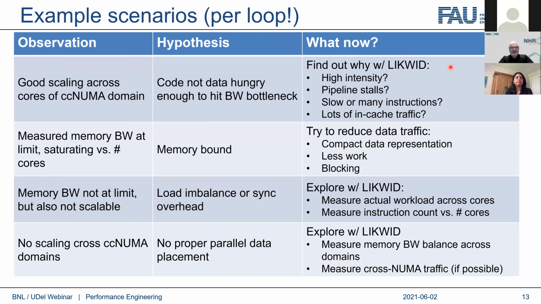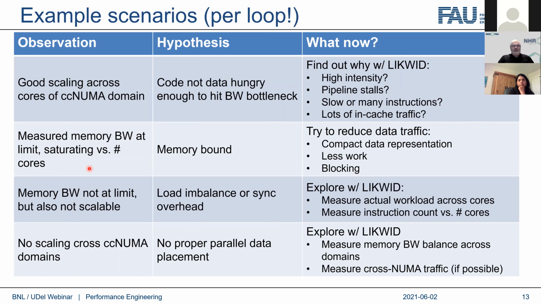Now, what could I do now? I could find out stuff with LIKWID. So for example, is the code just a high intensity code? Does it do a lot of work? Or maybe it's plagued by pipeline stalls. It's waiting all the time for stuff to happen, and the pipelines are stalled, so that's why the code is not data hungry. Maybe it's executing lots of instructions because it's so convoluted and abstracted that the compiler couldn't produce efficient code. Or maybe there's a lot of in-cache traffic, a lot of traffic that goes on in the cache hierarchy, and then just a little traffic hits the memory because there's so much traffic taking so much time within the cache hierarchy. All possible scenarios, all of those can be explored with LIKWID.